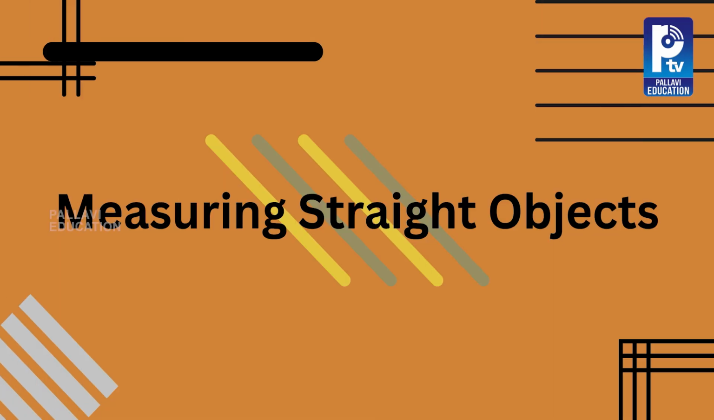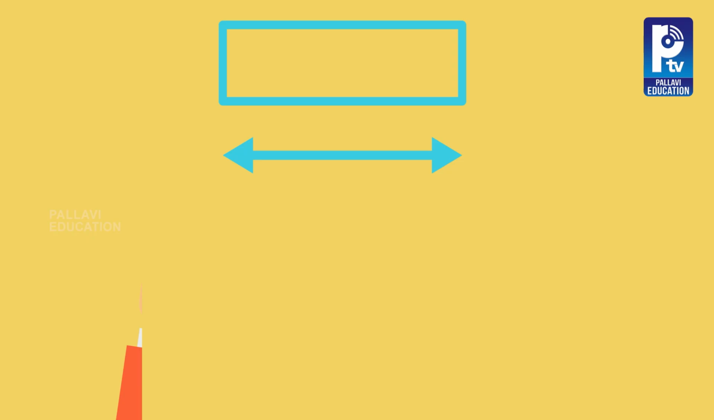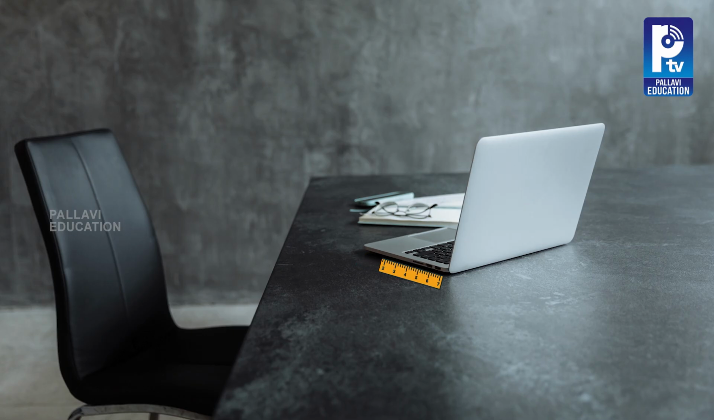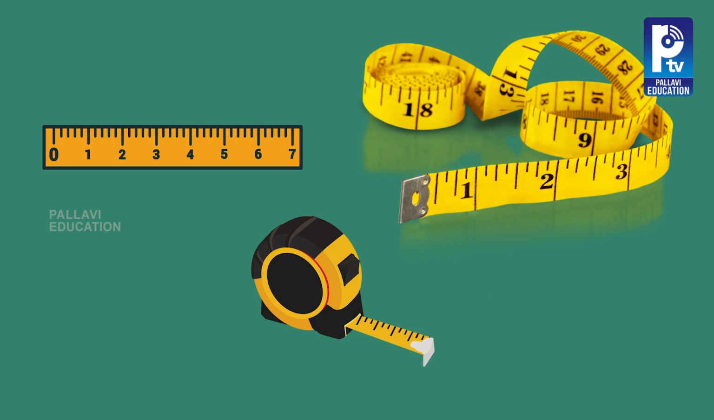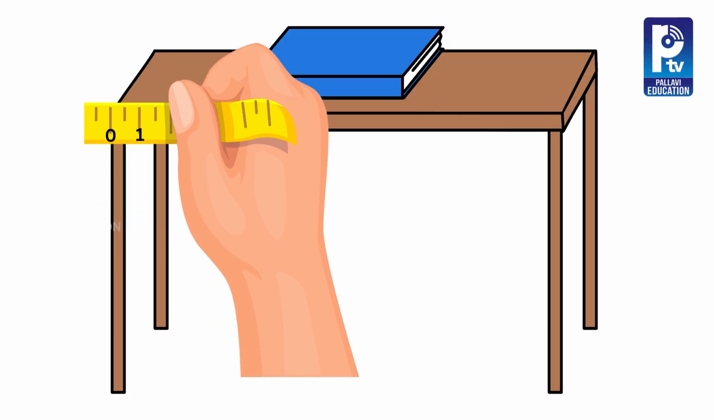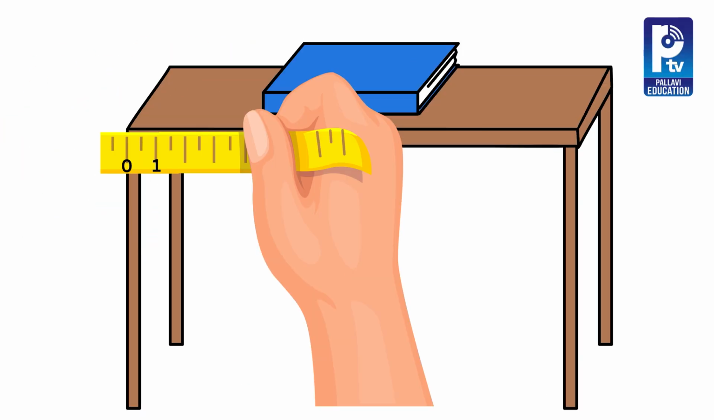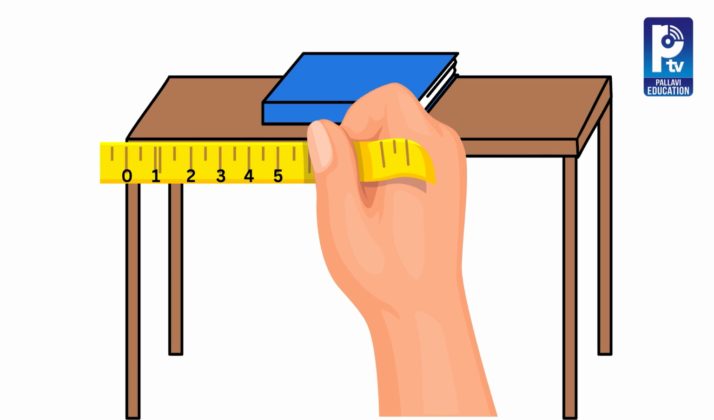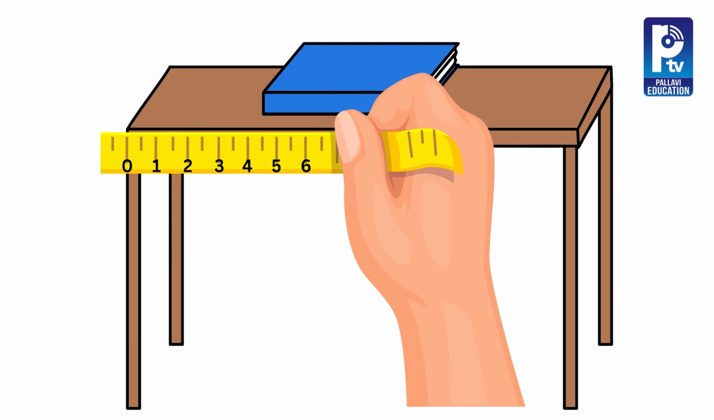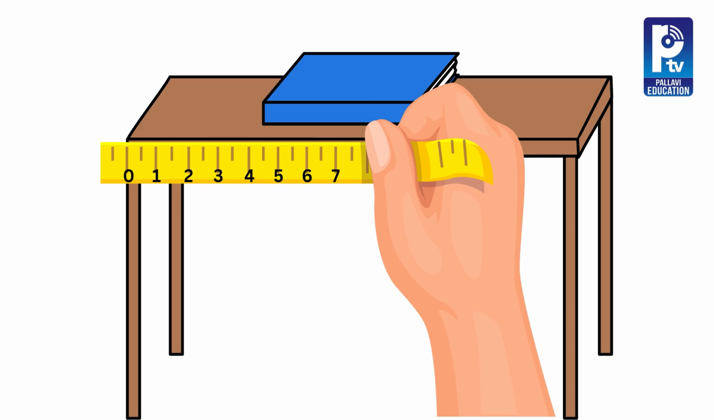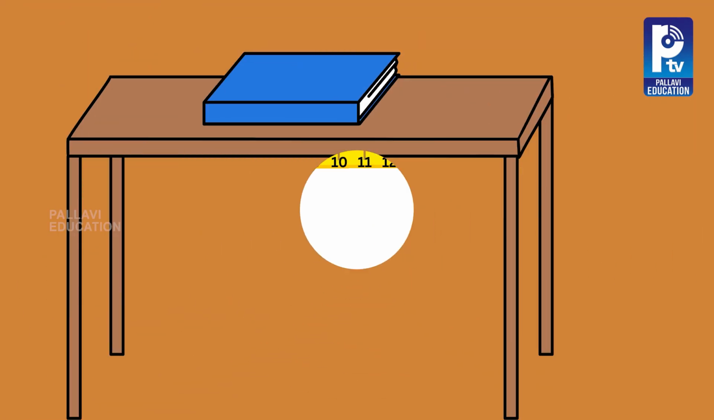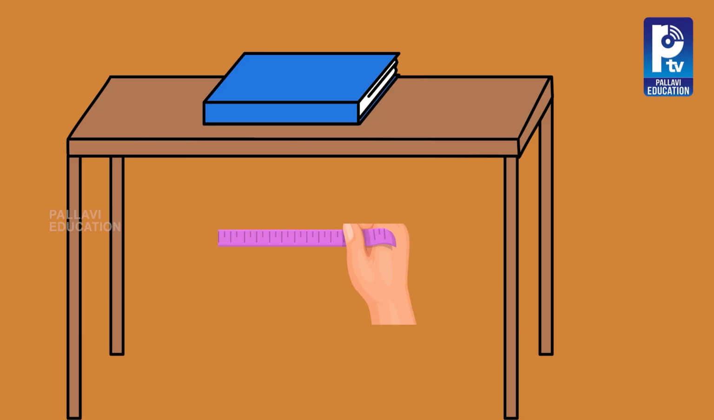Let's look at how we can measure different things accurately. When measuring straight lines, like the length of a book or the width of a laptop, we need a tool like a ruler or a measuring tape. First, place the zero mark of the ruler exactly at one end of the object. Make sure the ruler is aligned straight along the length of the object you're measuring, so your reading is accurate. Now, look at the point on the ruler where the object ends. That's your measurement.